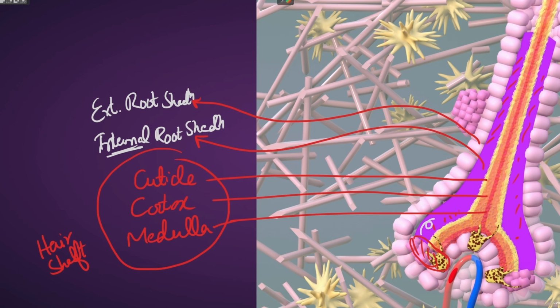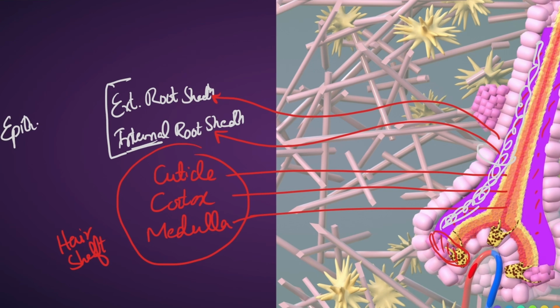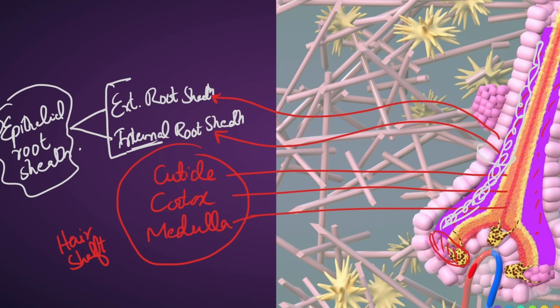And both these layers are epithelial in nature. I haven't shown the exact epithelial nature of the internal root sheath, but for now, just trust me that it is also epithelial. So if we consider both of them combined as a single entity, then this layer as a whole is called the epithelial root sheath. Very logical name. So if we have an epithelial root sheath, then it means that we must have a fibrous root sheath as well.